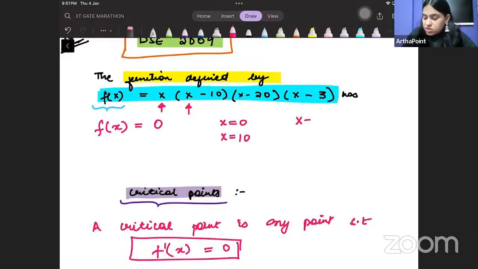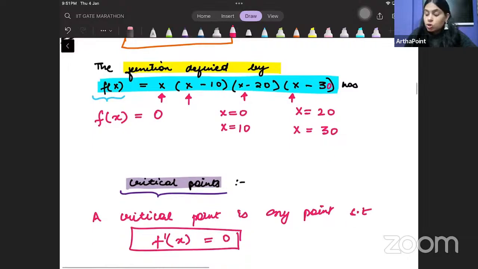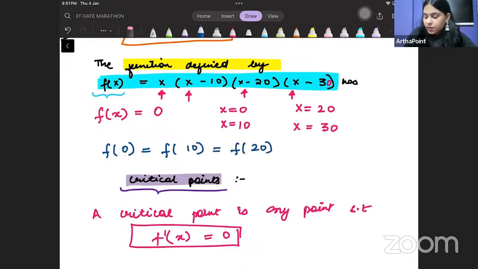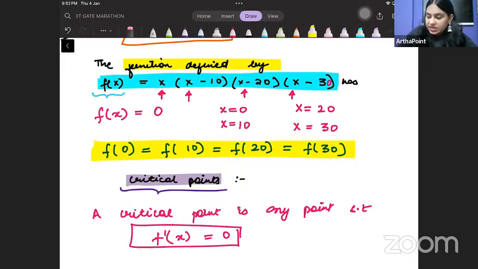It takes the value 0 when x is 20. If we plug in x as 20, the value of the function will be 0. And it takes the value 0, this is 30, yes, even when x is 30, the value of the function will be 0. So one very important thing that I can see about this function is that when it is evaluated at 0, at 10, at 20, and at 30, the value of this function remains the same. And the value of this function is simply 0.